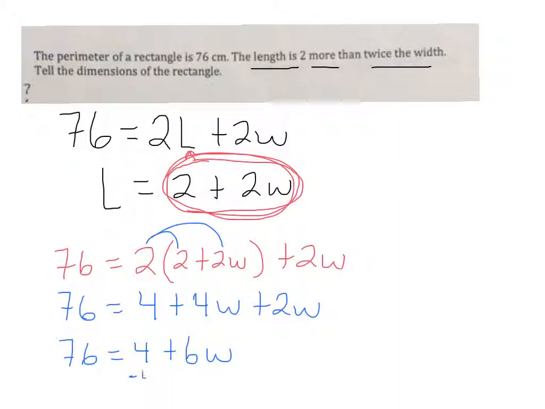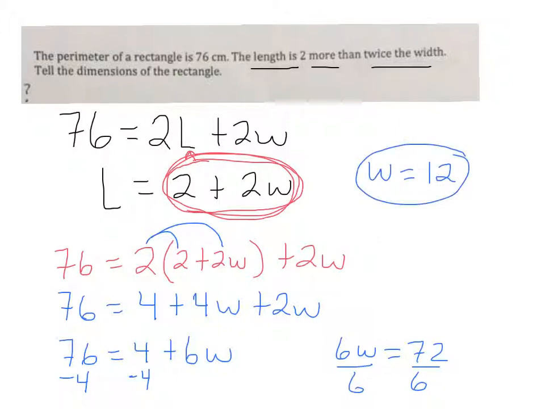So I'll subtract 4 on both sides. And so 6W equals 72. And I'll divide 6 on both sides. And so the width of the box is 12. Is that right? 72 divided by 6, is that 12?